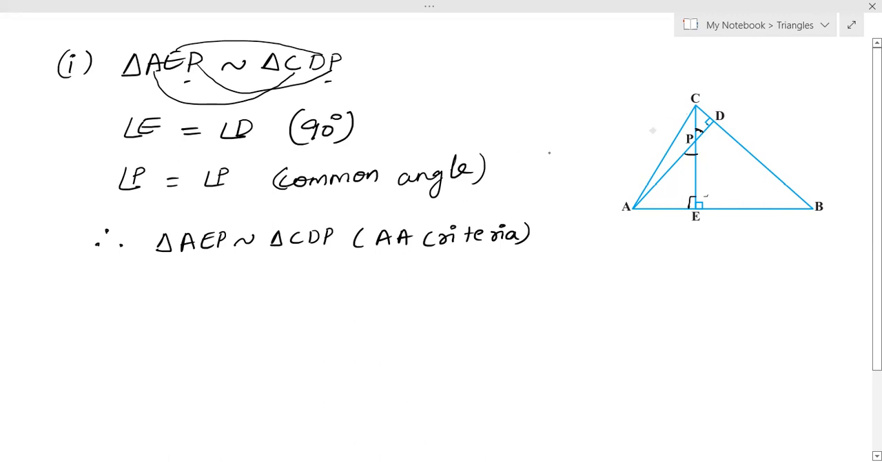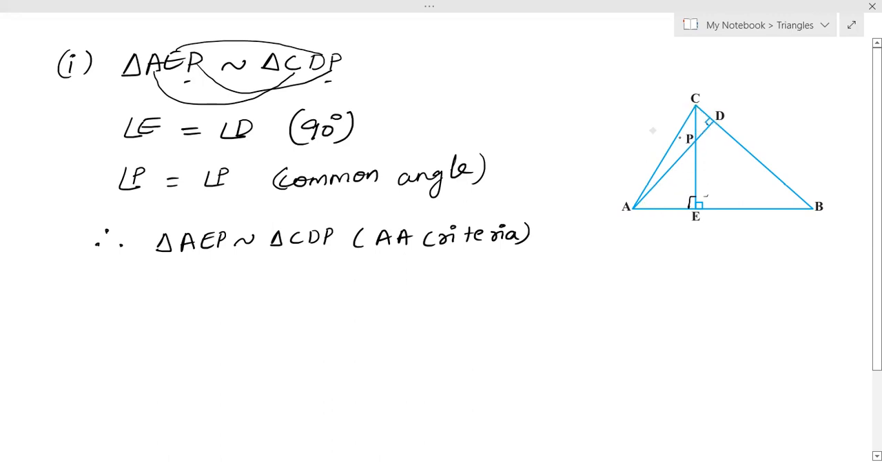But the first alphabet, angle A, is this one, and this is angle C. We don't know why they are equal. So let's not worry about it. Let's take the other two. Angle P is equal to angle P, vertically opposite. Angle E is equal to angle D, sorry, 90 degrees. Right.